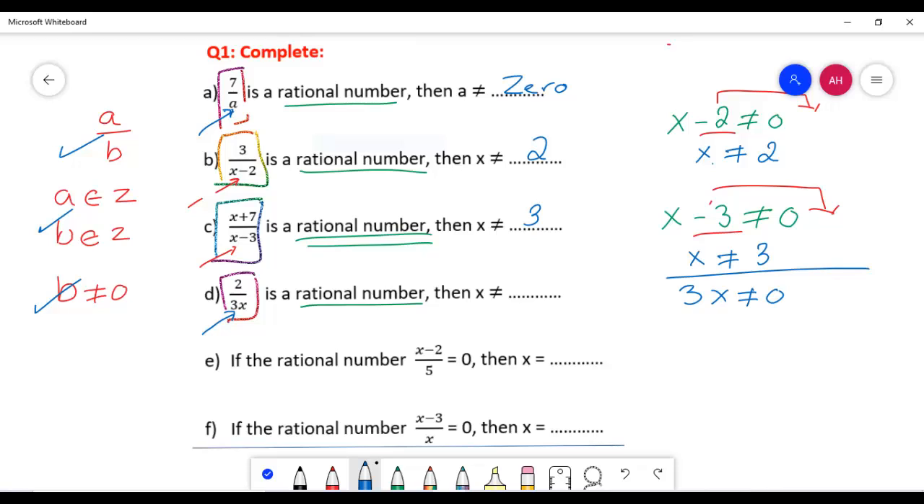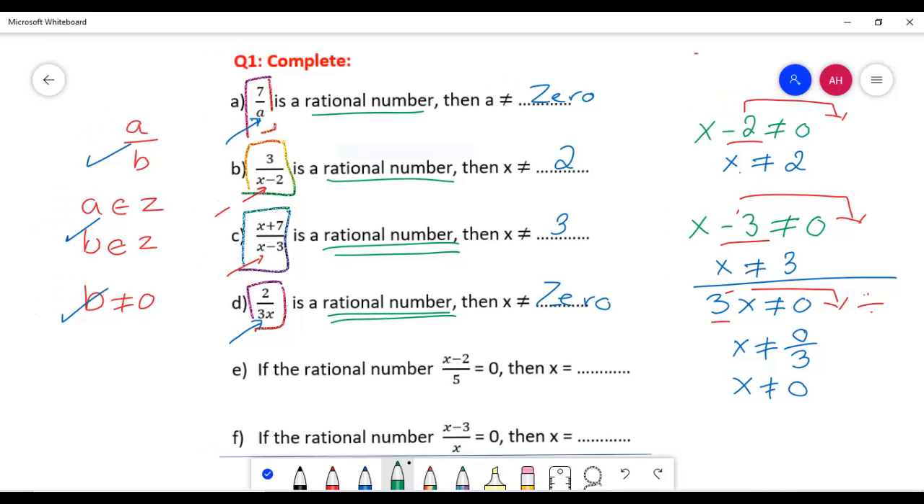This is 3 times x. So I am going to move the 3 to the other side with the inverse, which is division. So here now, x should not be equal to 0 divided by 3. So x should not be equal to 0. x should not be equal to 0 in order to have this fraction as a rational number.